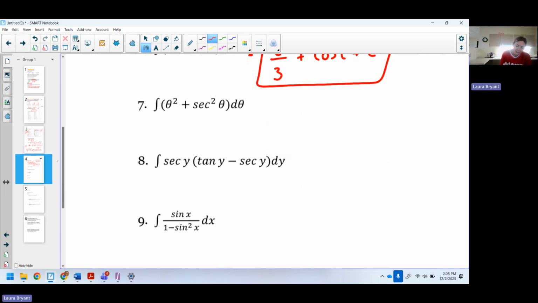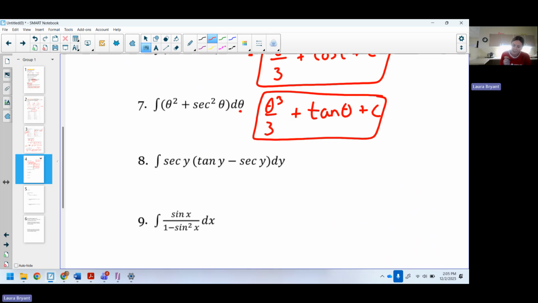Number 7 uses theta as the variable instead of x. So this is going to go to theta cubed over 3. And then secant squared will just come from tangent. And we just have a theta in our answer instead of x. Like I can see that theta is the variable.